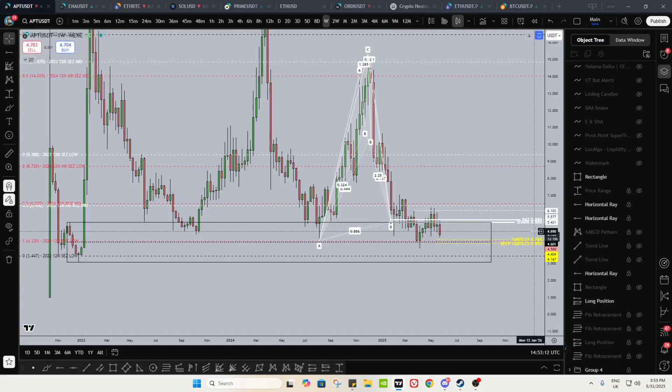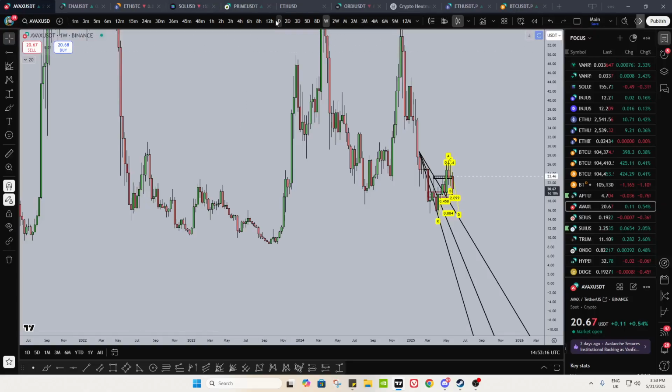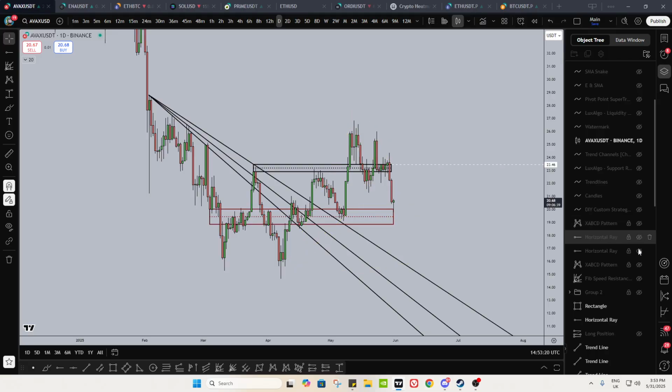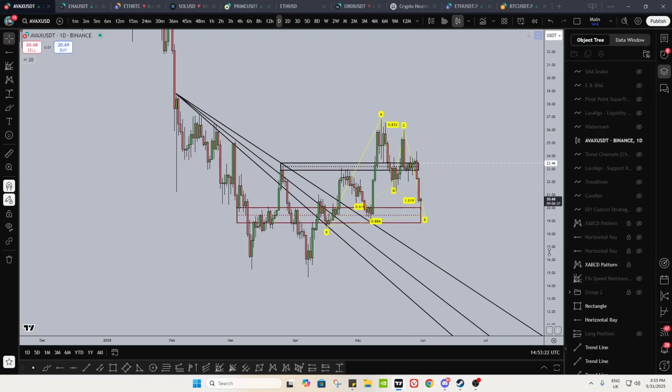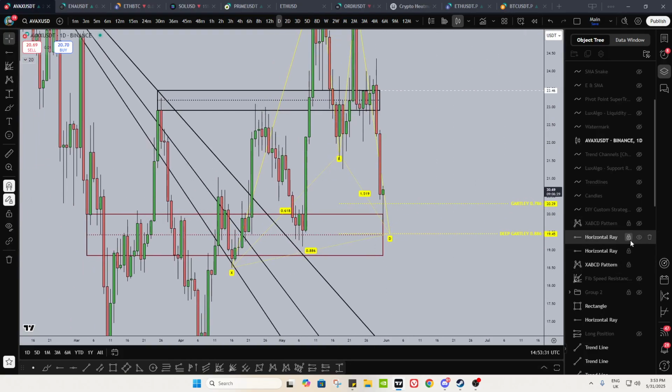But yeah, that's Aptos. Next, let's take a look at AVAX. Beautiful. AVAX also has, believe it or not, a Gartley going for itself, right? So here is the Gartley. I think we've hit the Gartley 786 and respected it. The Gartley 886 front ran for now, right? So the 786 of the Gartley's been hit.